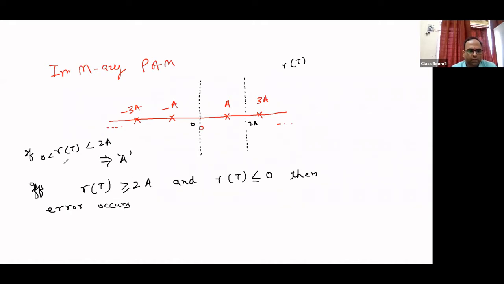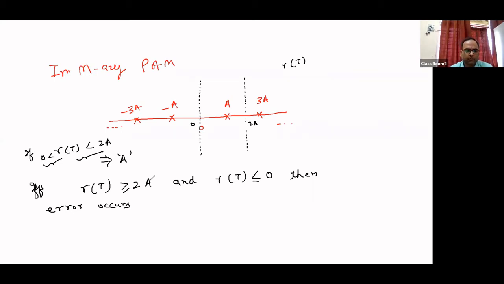What it means is that this is the condition that RT should be in the range from 0 to 2A. So it means that RT should be greater than 0 and RT should be less than 2A. And if the detected bit is A, then it is a correct decision. But we have to focus on the situation where error comes. So error comes means that the detected bit is A, but RT is greater than 2A, the reverse of this condition, or RT is less than or equal to 0, the reverse of this condition. And still the detected bit is A, then it is the situation of an error.